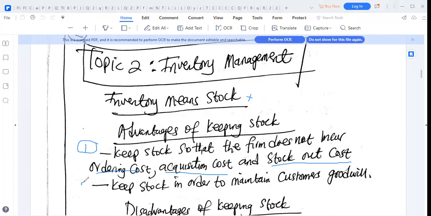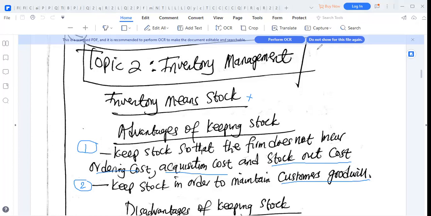Then the second advantage of keeping stock is to maintain customers' goodwill. Goodwill is created between the firm and the customers. So these are the two advantages of keeping stock.